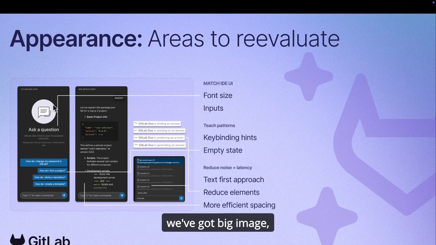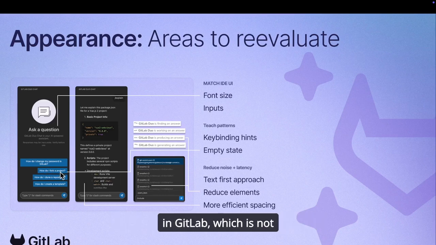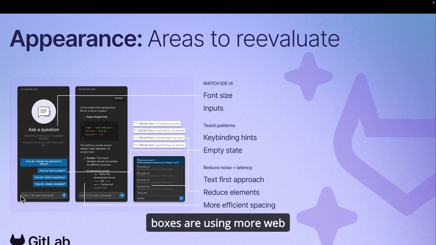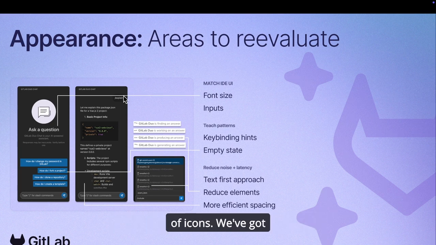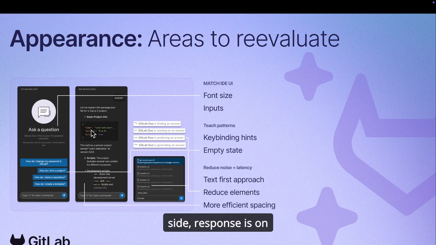You can see here we've got a big image, we've got text that doesn't match the font in the IDE, we've got buttons, we've got empty states that are suggesting things like how do I change my password in GitLab, which is not going to be super helpful to a repeated daily user of Duo Chat. You can see the input boxes are using more web styling with their rounded edges and use of icons. We've got a left and right messaging style display, so the user sends a prompt and it's on the right side, and the response is on the left.